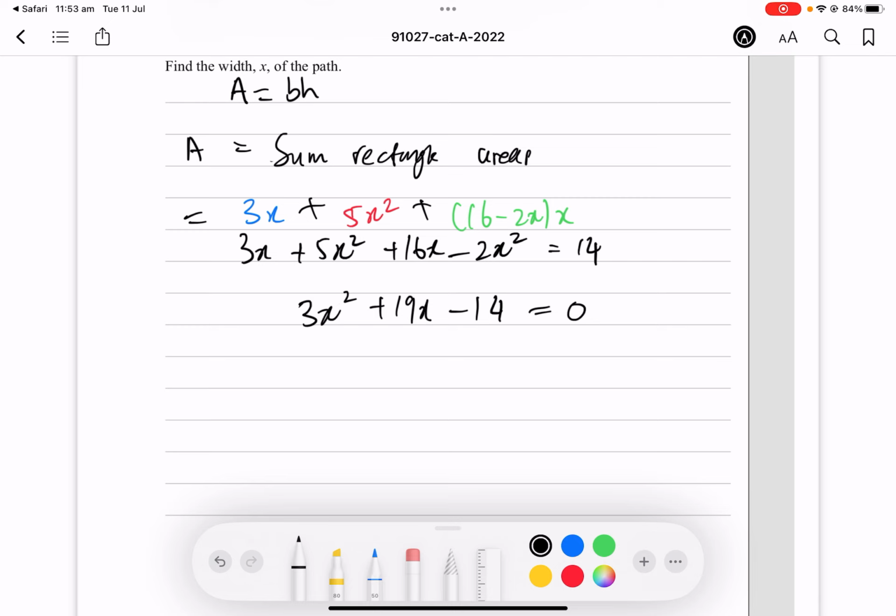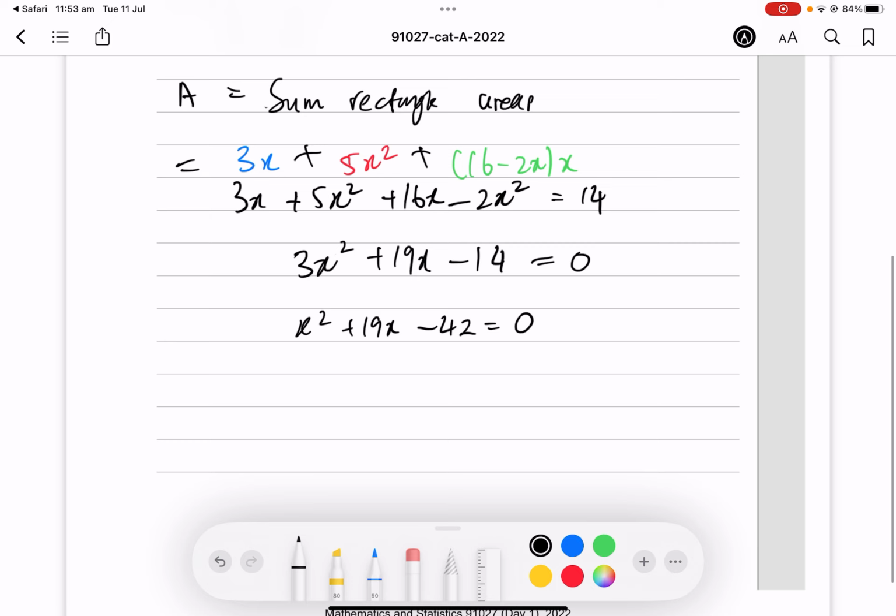I'm going to convert this into a polynomial with degree 1, with coefficient of 1 from the x squared term. So we have x squared plus 19x, and 3 times negative 14 is negative 42. So now we want to solve this first degree polynomial. So two numbers that multiply to negative 42 and add to 19.